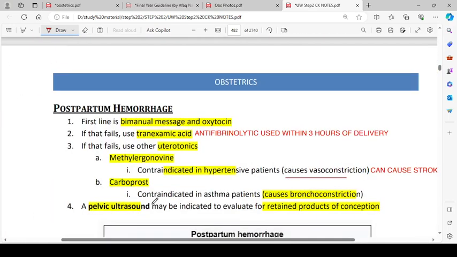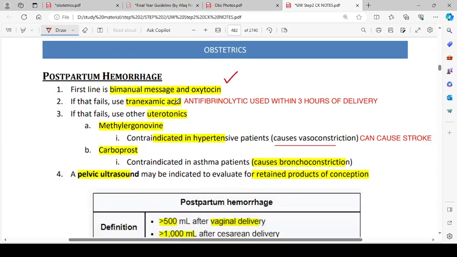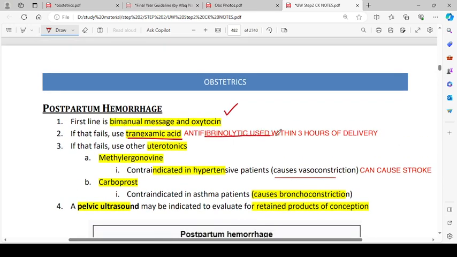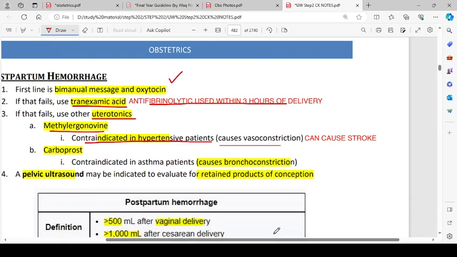Postpartum hemorrhage. First line is bimanual massage and oxytocin. If that fails, tranexamic acid, which is an antifibrinolytic used within 3 hours of delivery. If that fails, use other uterotonics like methylergonovine. Contraindicated in hypertensive patients, causes vasoconstriction and can cause stroke.